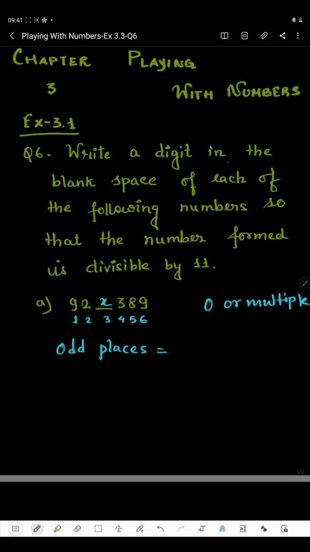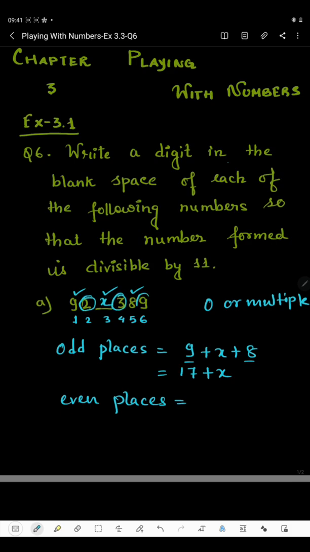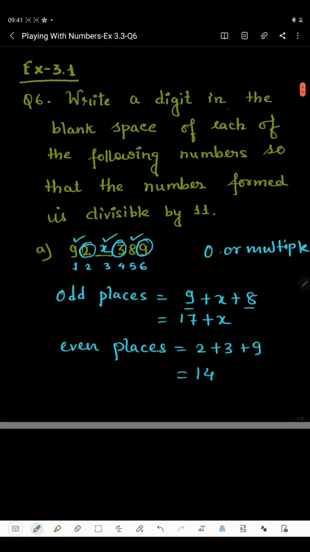So the digits at odd places are 9, x and 8, so 9 plus x plus 8, then 9 plus 8 is 17, and 17 plus x. Now the sum of the digits at even places. The digits at even places are 2, 3 and 9. If you add these, 9 plus 3 is 12, 12 plus 2 is 14. Now we will have to find the difference, and if the difference is 0 or a multiple of 11, then the number will be divisible by 11.